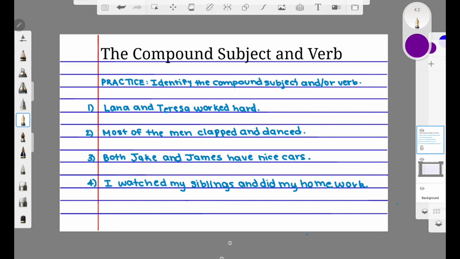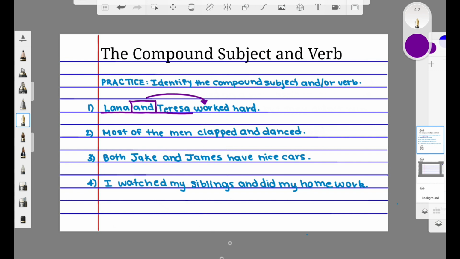Alright, so let's go over the first one. Lana and Teresa worked hard. First, let's see if there's any compound subject. The compound subject is Lana and Teresa because it is joined by a conjunction and both Lana and Teresa have the same verb, worked. However, we don't have any compound verbs in this case because the only verb is worked.